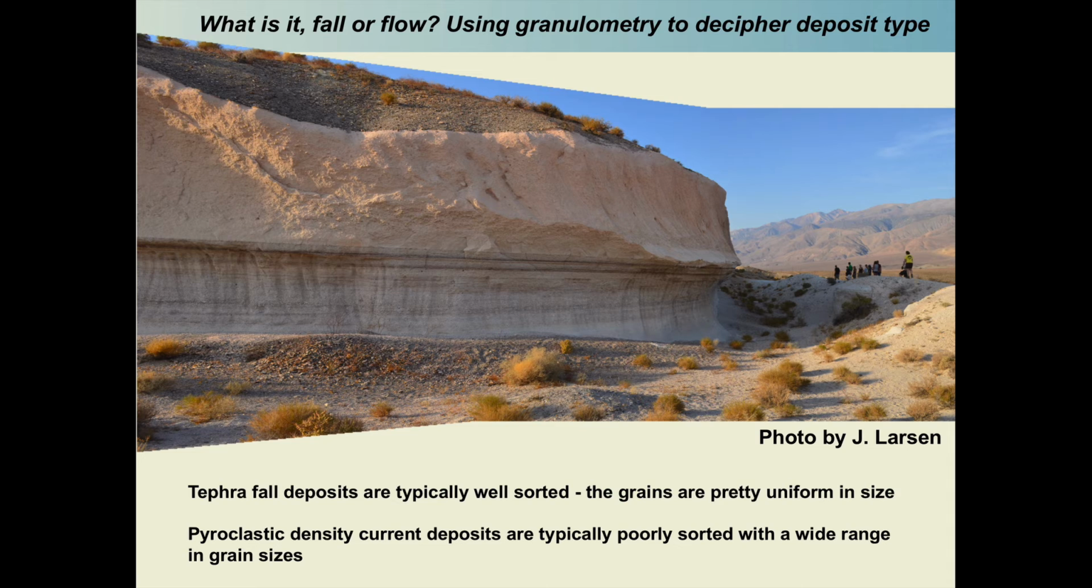So if you collect a big bag of it and run it through a series of sieves of different sizes and different meshes, your tephra fall deposits will tend to primarily get collected in one or two sieve sizes, because they're all about the same size. Pyroclastic density current deposits, on the other hand, are typically very poorly sorted, with a wide range in grain sizes. So if you run a pyroclastic flow sample through a set of sieves, you'll get a collection of material at a bunch of different sieve grain sizes throughout.